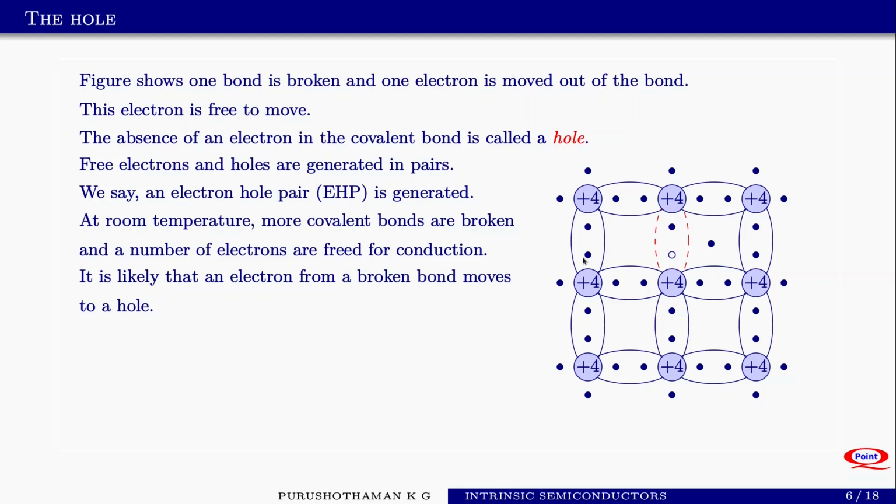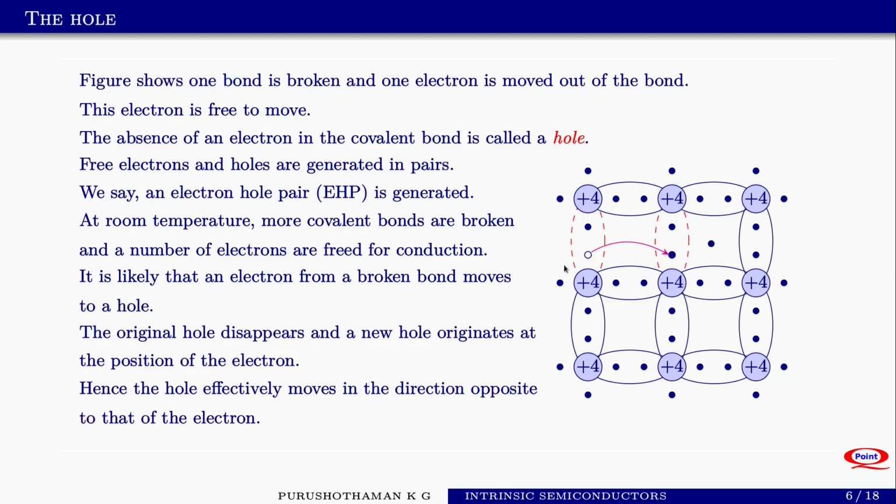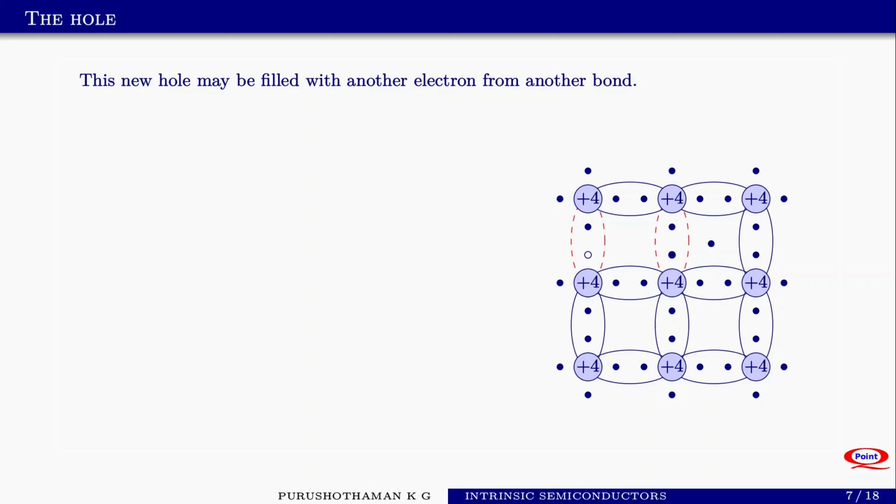From this broken bond, an electron may move to the crystal structure, or it is likely that this electron may move to another hole. It may happen. So when it moves to another hole, that original hole disappears and a new hole is generated at the position of the electron. So even though the electron is moved from left to right in this case, it appears that the hole moves from right to left. The hole effectively moves in the direction opposite to that of the electron.